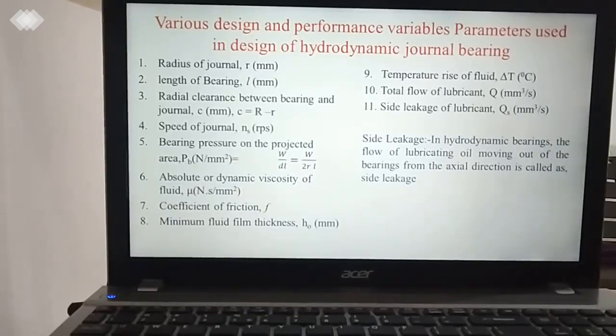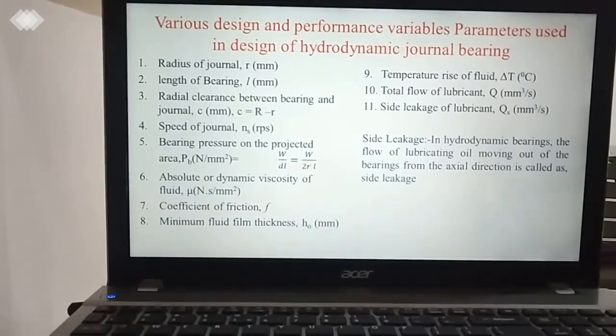So let's first discuss the various design and performance parameters used in the design of a hydrodynamic journal bearing. The first is the radius of journal. We already know about these terms, but let's revise them. First is the radius of journal, small r in mm.